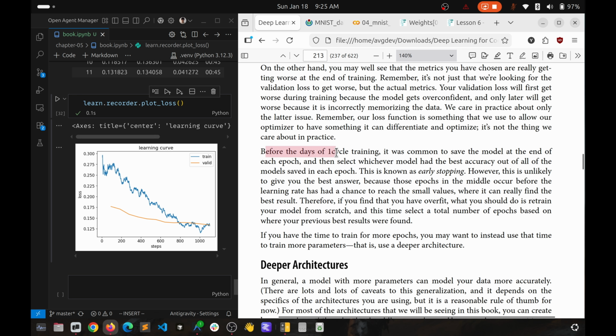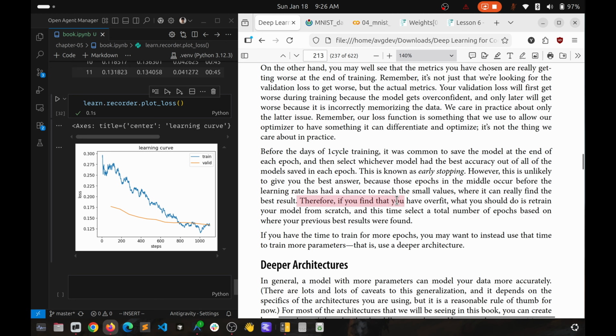Before the days of, I think it's one cycle? Before the days of one cycle training, it was common to save the model at the end of each epoch, and then select whichever model had the best accuracy out of all the models saved in each epoch. This is known as early stopping. However, this is unlikely to give you the best answer, because those epochs in the middle occur before the learning rate has had a chance to reach the small values, where it can really find the best result.